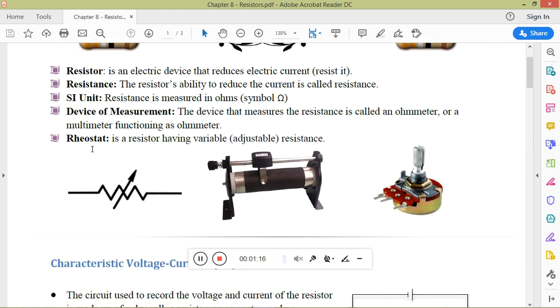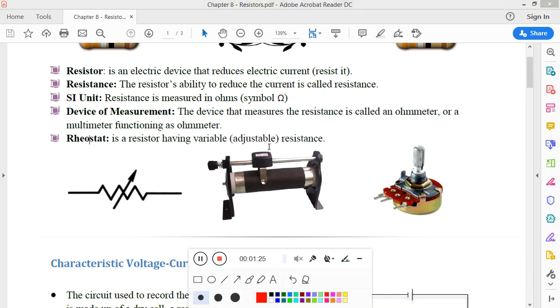The rheostat is a resistor actually, but it has a variable resistance. We can just vary this, we can grab this and vary to the right or to the left, adjust it, and we can therefore adjust the resistance of the resistor. This is also the shape of a rheostat. It's also called a potentiometer.